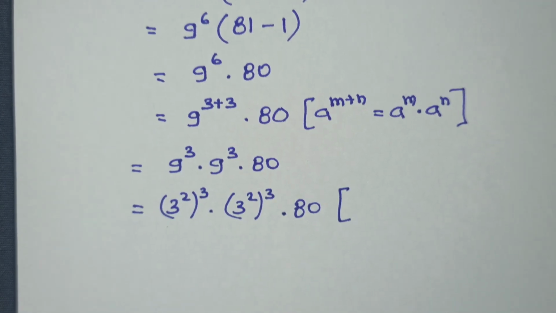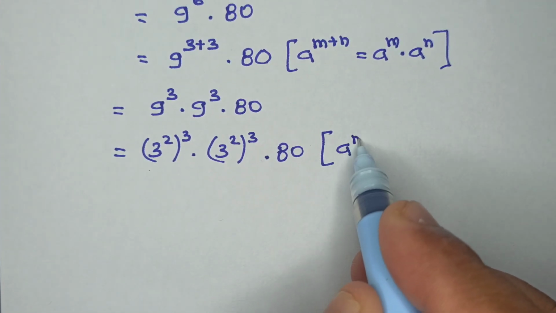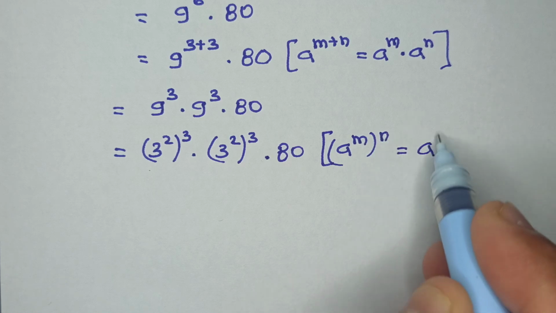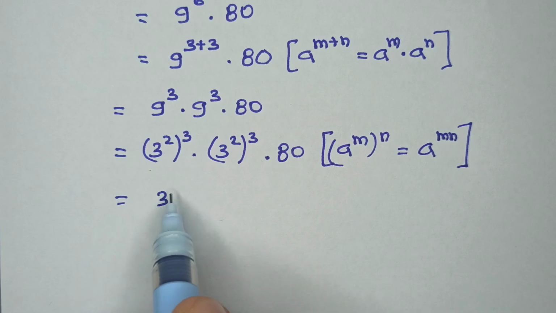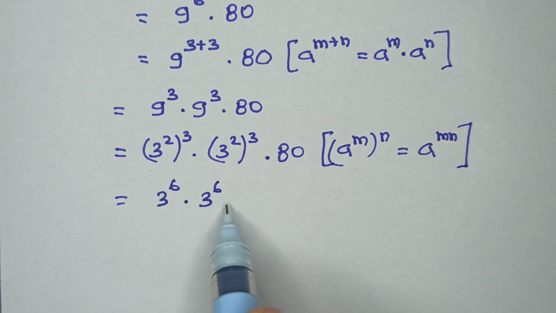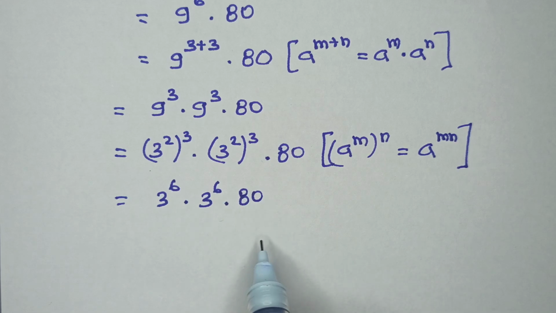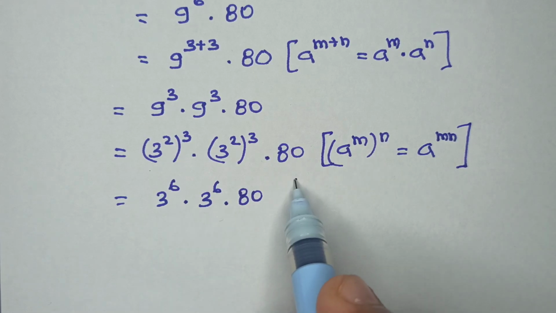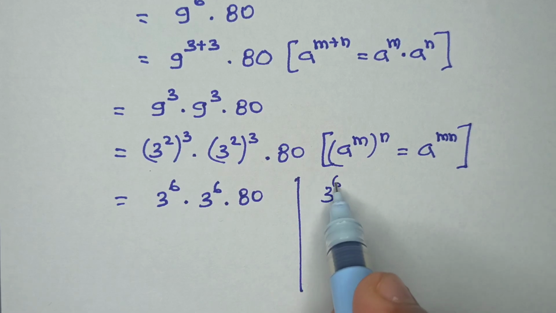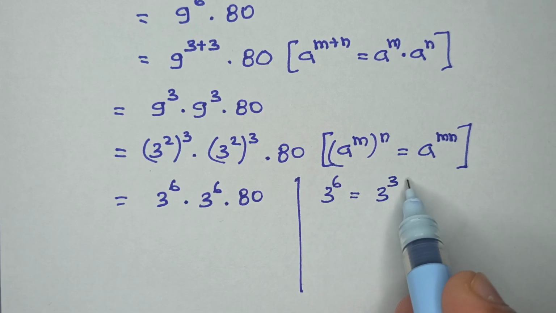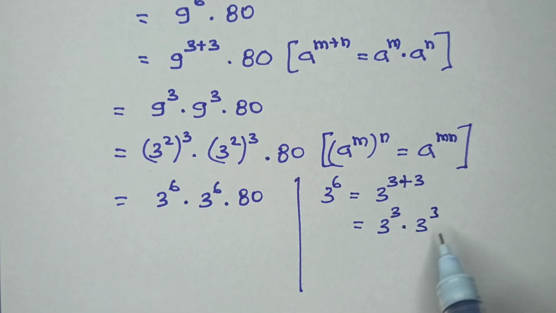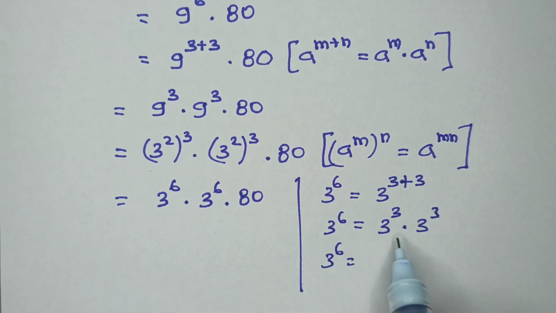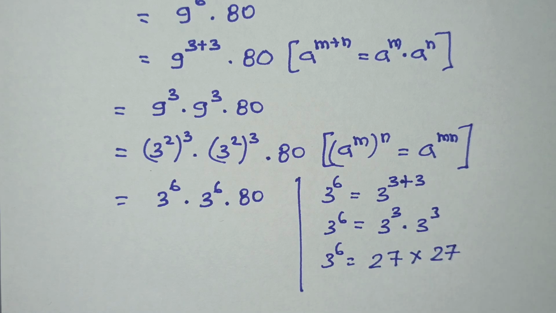So here we'll use another property of exponent that says that a raised to the power m, whole power n, can be written as a raised to the power m times n. So let us multiply the powers over here. So this is 3 raised to the power 6 multiplied by 3 raised to the power 6 multiplied by 80. Now let us calculate the value of 3 raised to the power 6. So 3 raised to the power 6 can be written as 3 raised to the power 3 plus 3, which can be written as 3 raised to the power 3 multiplied by 3 raised to the power 3. Now 3 raised to the power 3 is 27, and 3 raised to the power 3 again is 27.